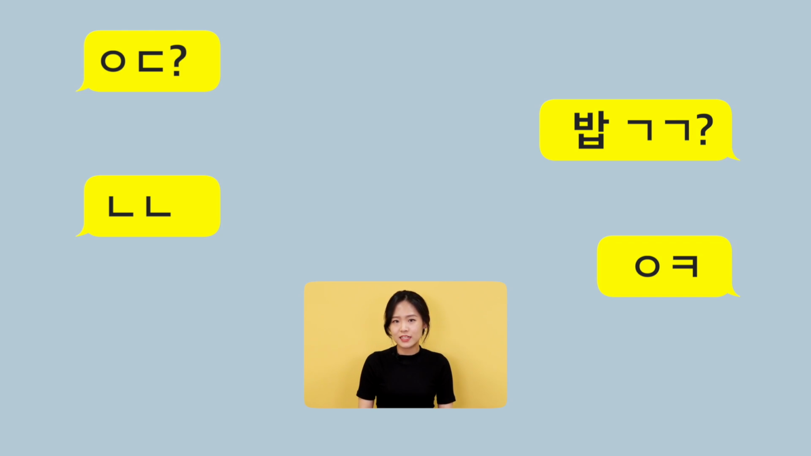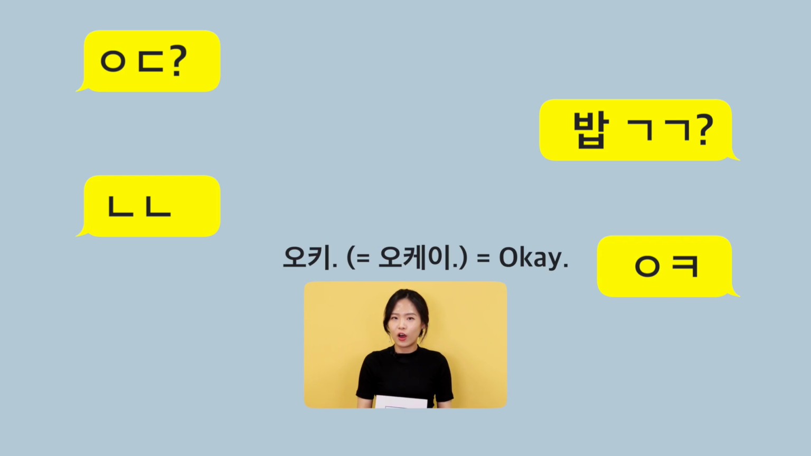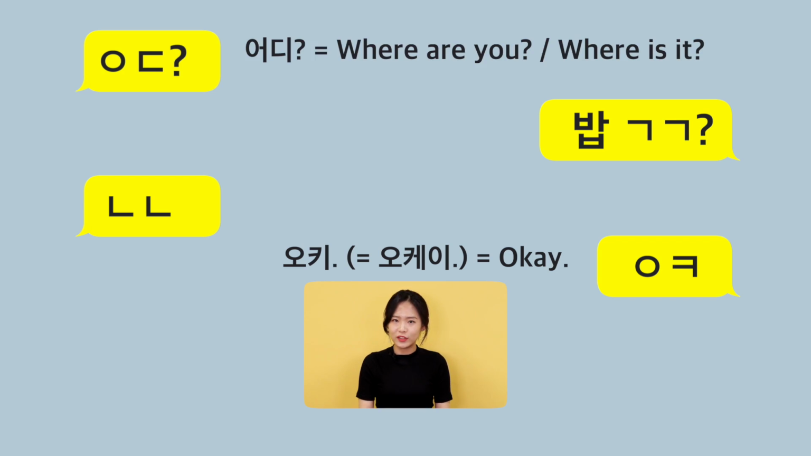If you have texted Koreans in Korean, you might have seen them using ieung, kieuk or ieung, digeut. Ieung, kieuk are the initials of the word oki, which is from okay, and ieung, digeut are the initials of the word eodi, which means where are you or where is it. If you'd like more videos about how Hangeul is used in text messages, please leave comments down below.